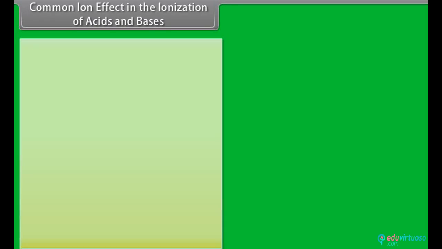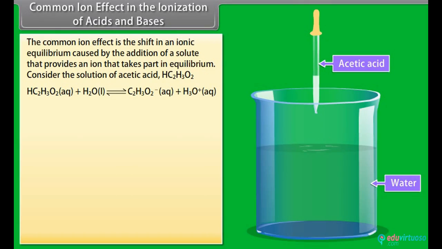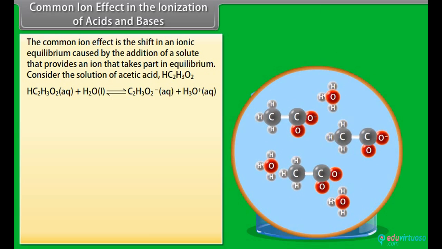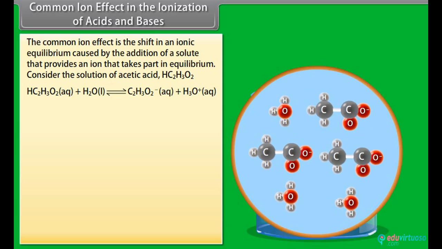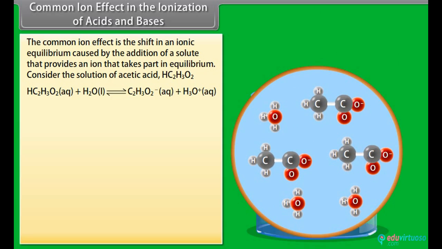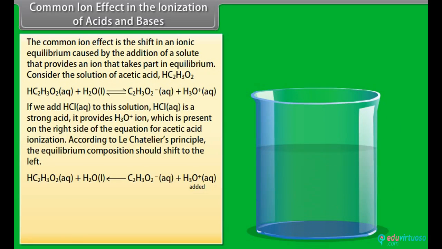Common ion effect in the ionization of acids and bases. The common ion effect is the shift in an ionic equilibrium caused by the addition of a solute that provides an ion that takes part in equilibrium. Consider the solution of acetic acid, HC2H3O2. If we add HCl aqueous to this solution, HCl aqueous is a strong acid.